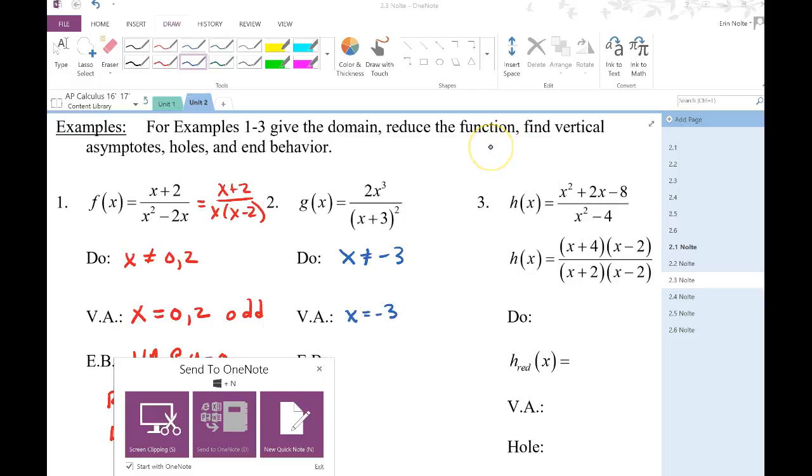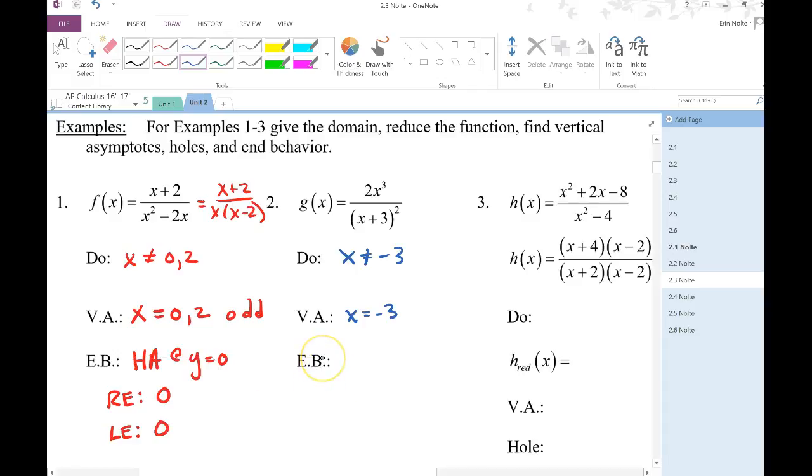Wait, can you sketch that last graph? Can we not yet? We're going to get there. We'll do lots of practice. We're just going slow just to identify the pieces. So in end behavior, do I have a horizontal asymptote?